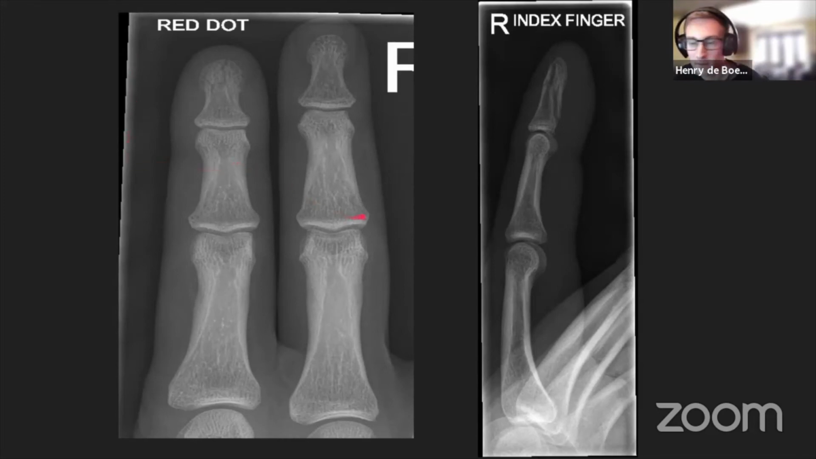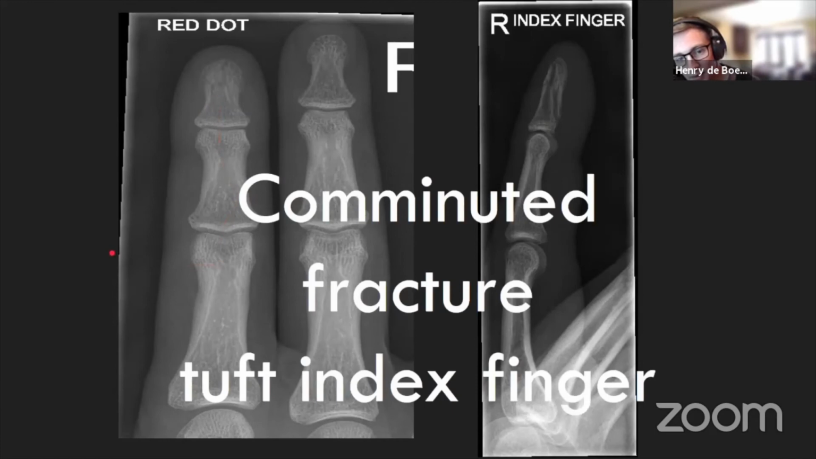Okay, so the answer for this film: yes, I would describe this as a fracture here, otherwise normal alignment, minimally displaced. So I'd say minimally displaced, comminuted, right index finger distal phalanx fracture. The reason it's comminuted, which means broken into multiple parts, is that we can see at least three fracture lines, so it's fragmented. And it's through the tuft of the index finger distal phalanx.